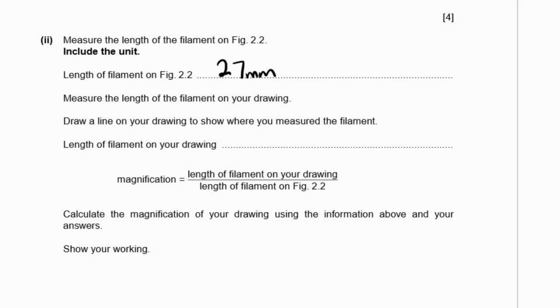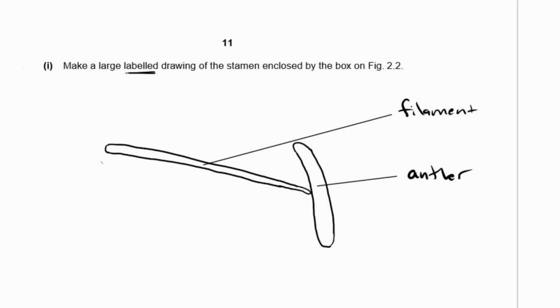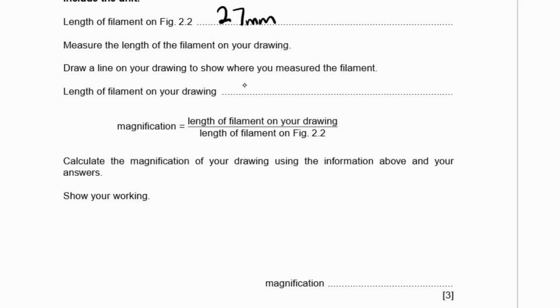Measure the length of the filament on your drawing and draw a line on your drawing to show where you measured the filament. So the same line that we used on the other one. You don't have to necessarily do it on the original diagram, but it's better to. Again, I'm just using red to make it clearer for you. So we're measuring along this line here, and this is the end. And this is the end. I'm just using red to make it clearer, but you will draw it in pencil because that's what you need to do. And when I measured this, I measured 65 millimeters.